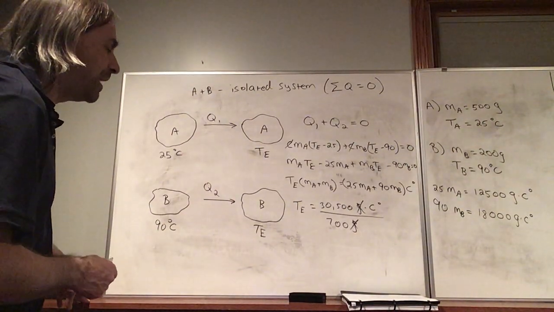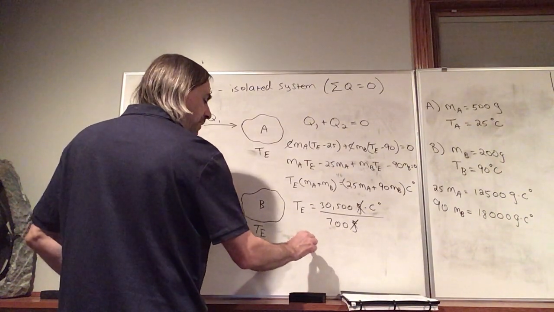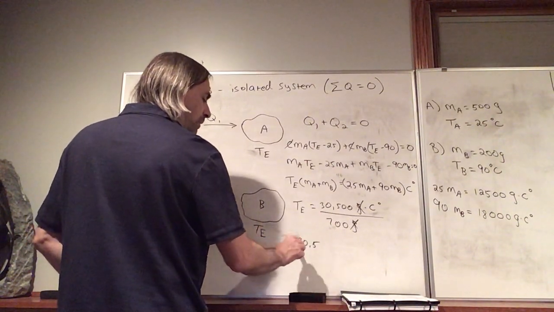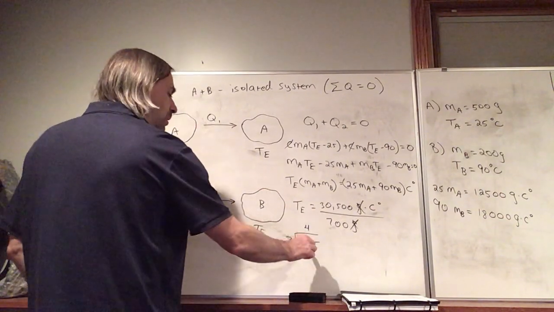30,500 divided by 700, what's that? 30.5 divided by 7. So let's see.